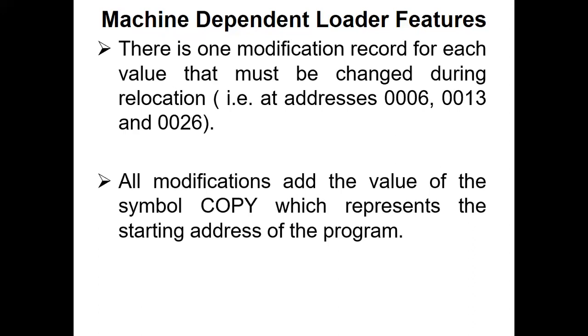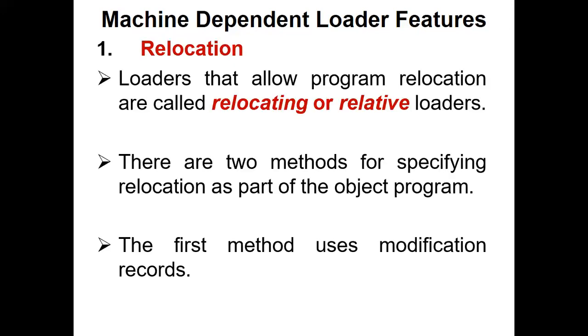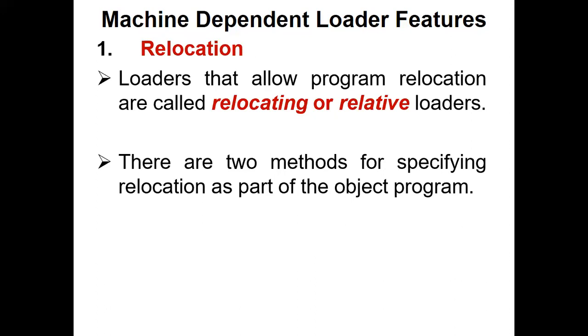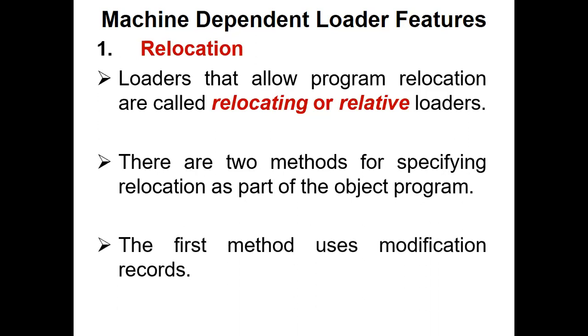But anyway, maybe one thing you remember is that for the object program, we have the header records, the text records, then the modification records, and finally the end record. Now we are saying that we have two methods for specifying relocation as part of the object program.